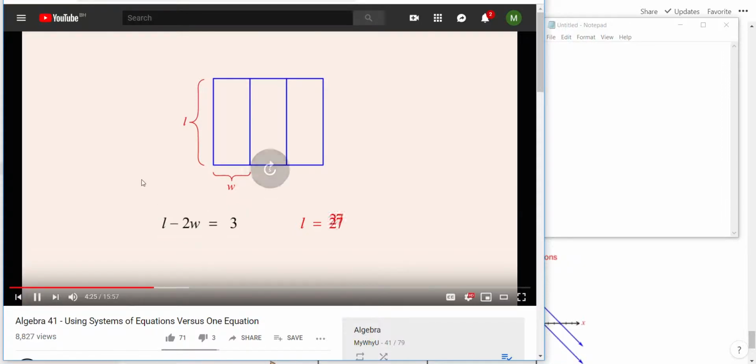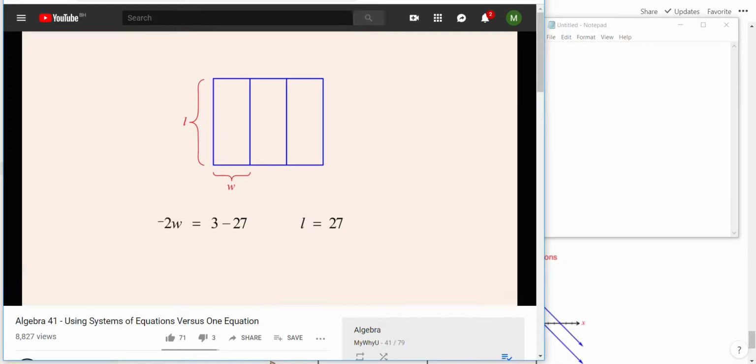W. Calculate the sum. And completing the arithmetic, we get negative 2W equals negative 20.